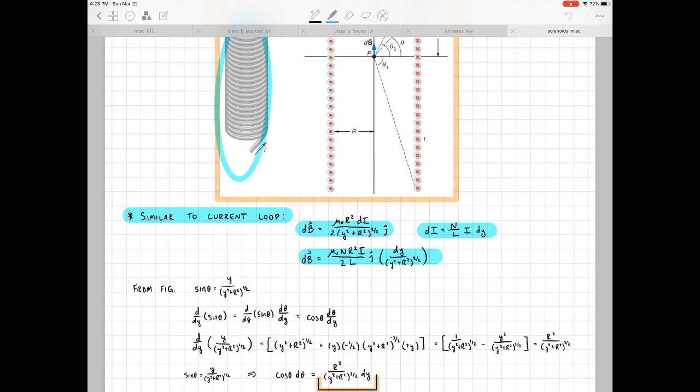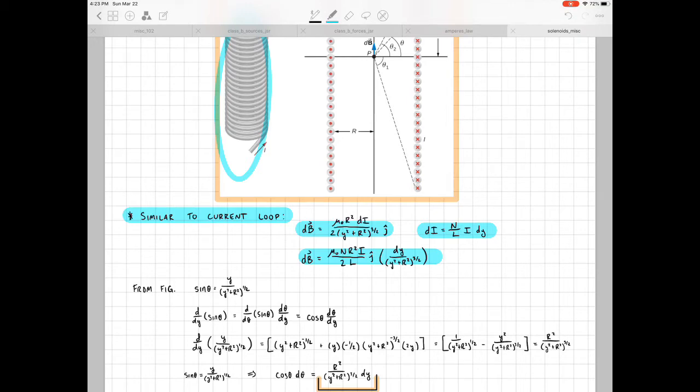And so now I want to integrate the expression because I want to add up all of the contributions. And just like with the single loop, notice that the magnetic field here is directed along the j-hat direction. This is because the solenoid in this problem is aligned along the y-axis.